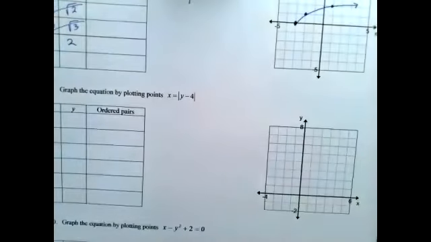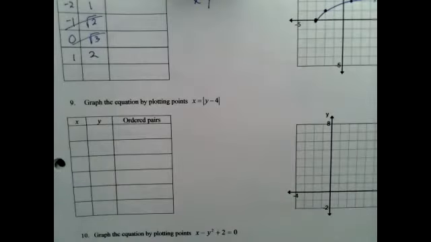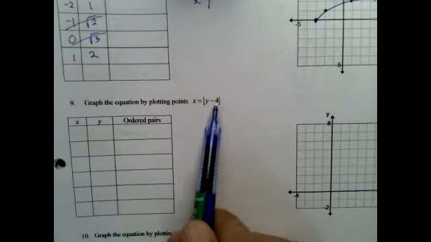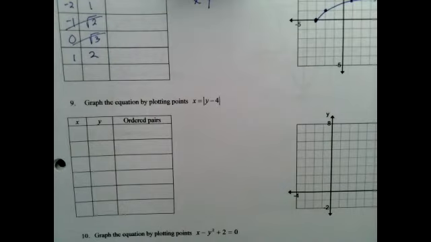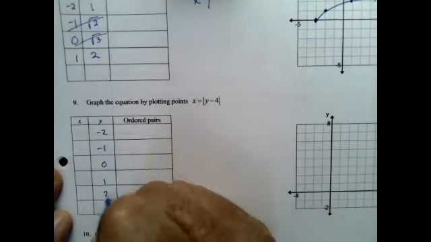So on this next one, of course, they decide they want to mess with you. And since I have x alone on one side, this time I'm going to pick values for y and then solve to see what x is. Let's do some of our favorites: -2, -1, 0, 1, and 2.